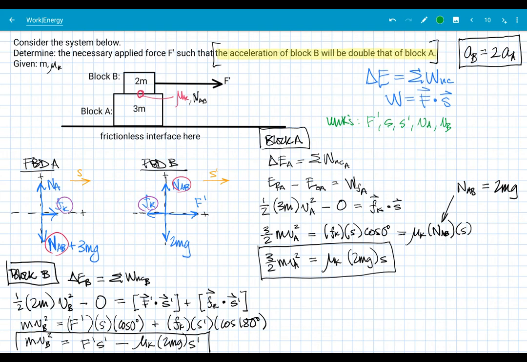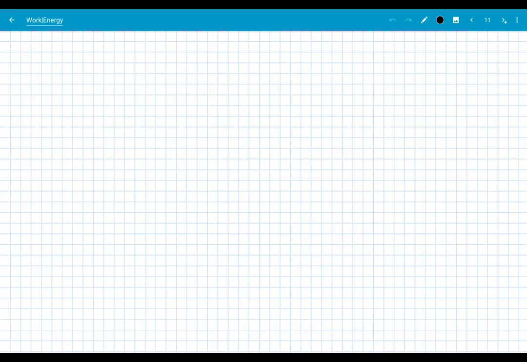I need to keep generating more equations, right? So let's do that. What else can I generate though? I've done my energy analysis, but what else can I generate? Well, I can also use some kinematics here. We're told that the acceleration of B is twice the acceleration of A. So maybe I can come up with something that relates my displacements and accelerations. That's what I need here, and it's going to take some kinematic skills to do that. So let's try and do that.